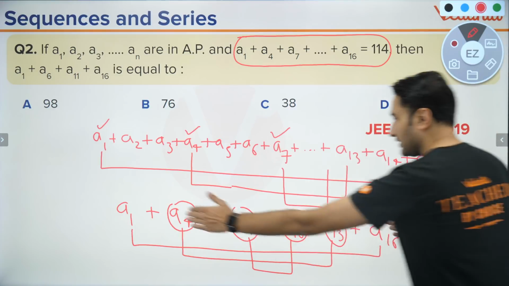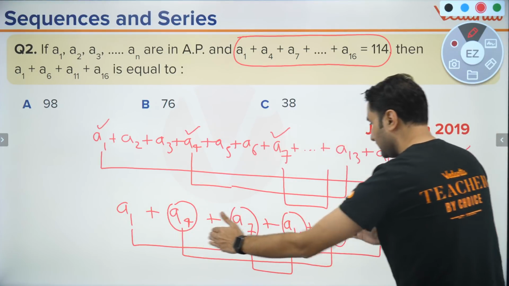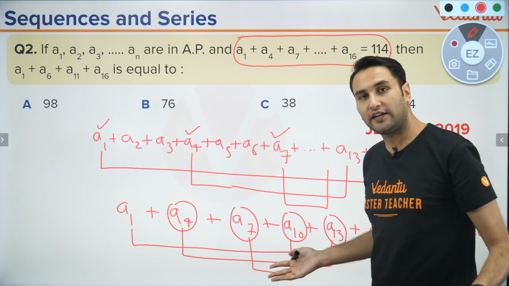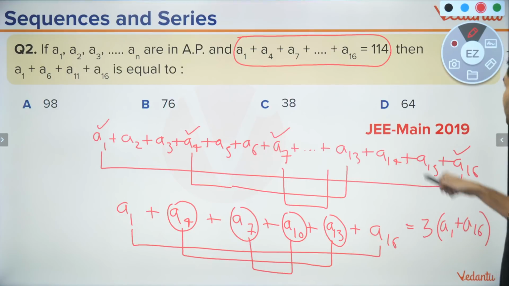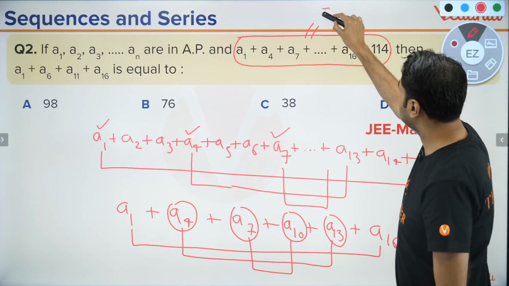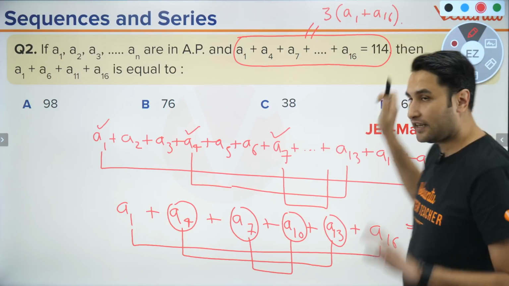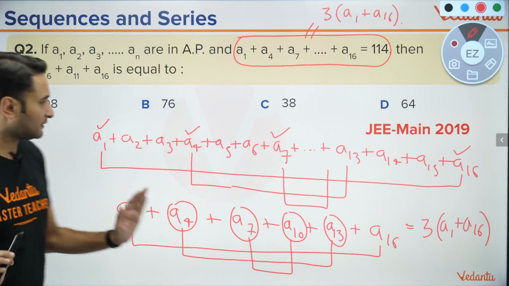Agree? Because this and this are same. All these 3 are same. So can I write this as 3 times A1 plus A16? Agree? Any doubt till here? यहाँ तक समझ में आ गया आपको?